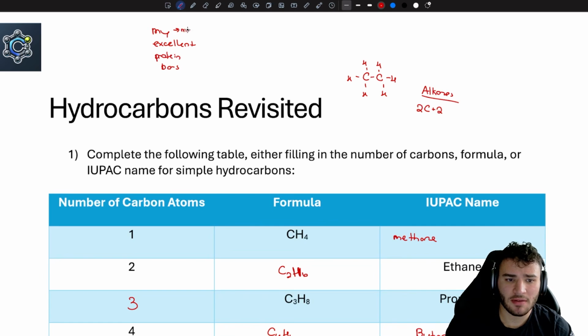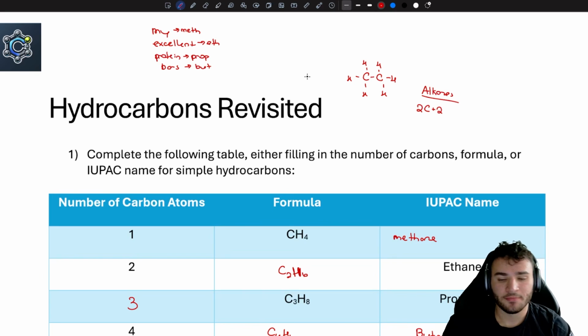So my stands for methane. I'll just write meth for short. Excellent stands for ethane, eth for short. Protein stands for propane. And bars stands for bute, or butane. Okay, and so that's a really easy way to remember what your prefixes are.